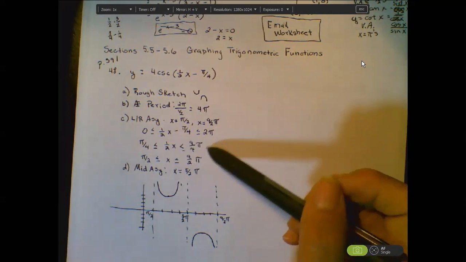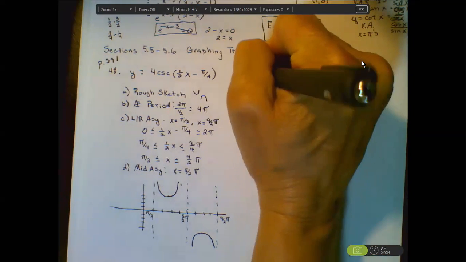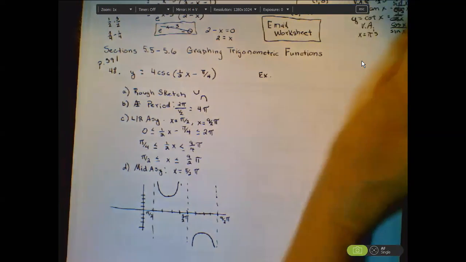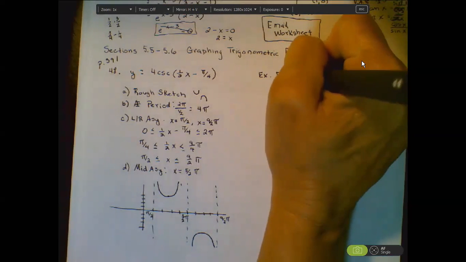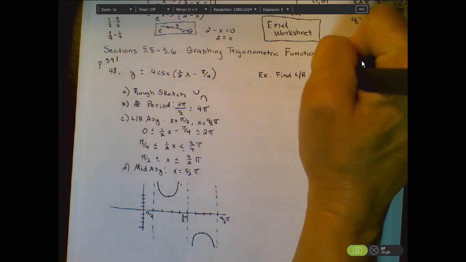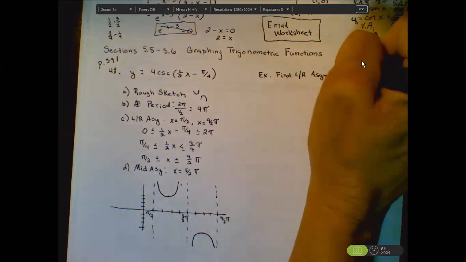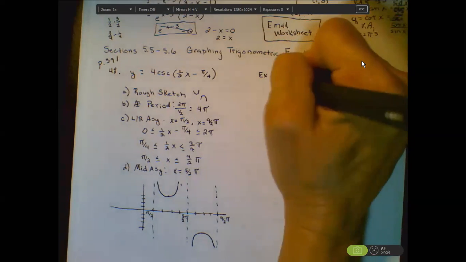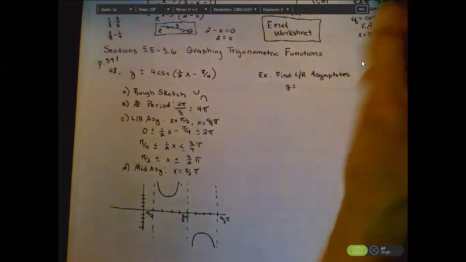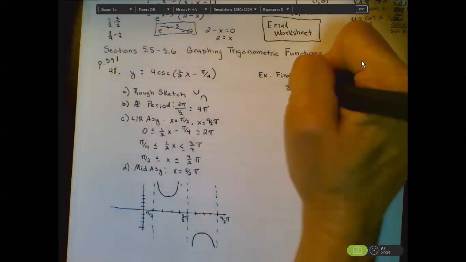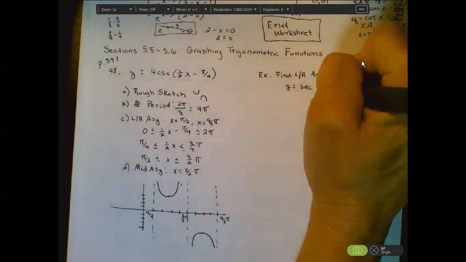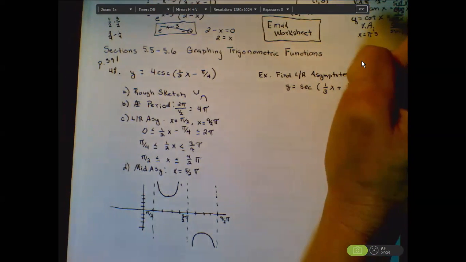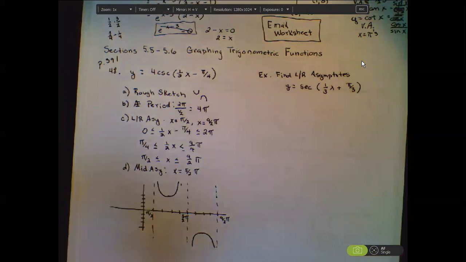Now, we're not going to do this problem all the way, but if I had said find the left and right asymptotes and gave you y equals, let's say, secant of 1/3 x plus pi over 3. Let's just do the C part of that problem.